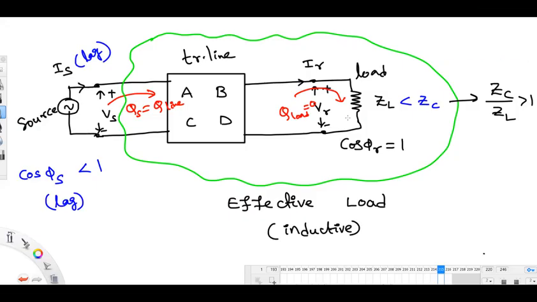Sir, even while varying the load, should we maintain the load impedance equal to surge impedance? That's not the thing. It's a basic concept what we are saying. If you are keeping ZL equals to ZC, the loading is equal to SIL. That's the meaning. Okay, sir. So the load is going to change according to the consumer's demand. Yes, sir. Okay. Thank you.